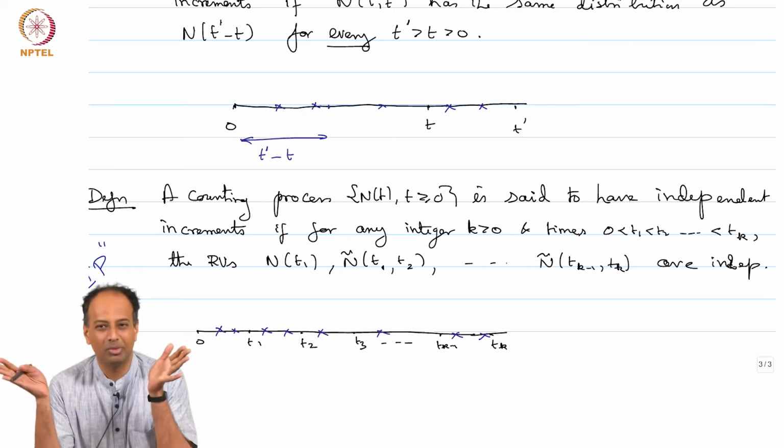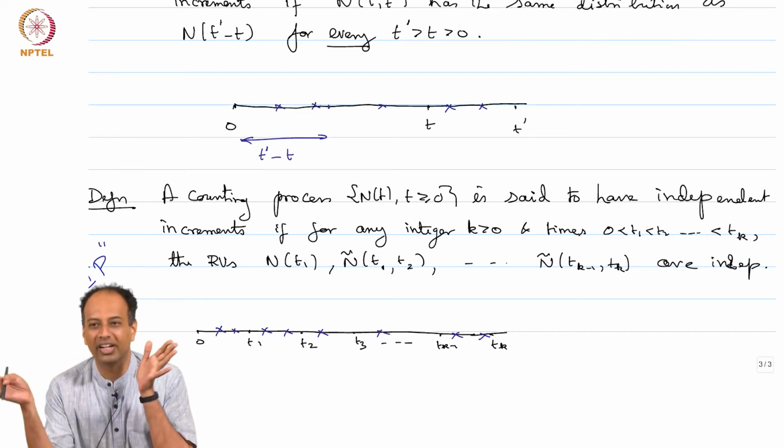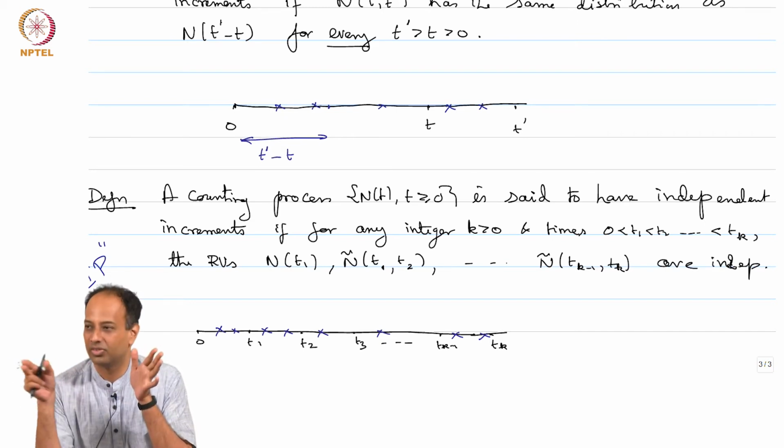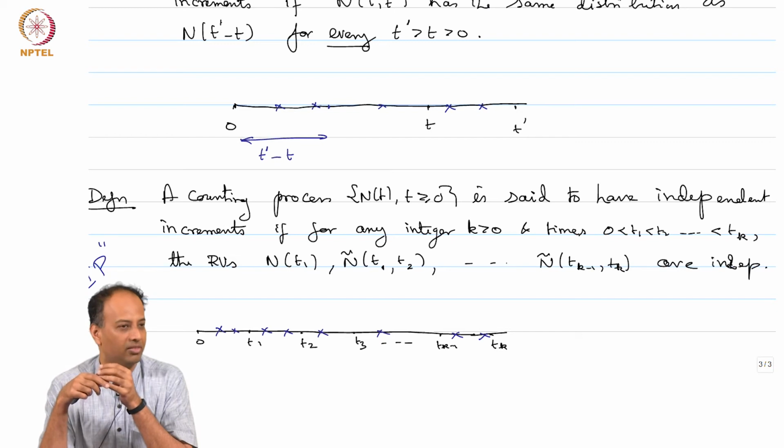K random variables being independent, you know what it means, right. The joint CDF will factorize into the product of the marginals. This should be true for every k and every t1, t2, ..., tk. If it is not true even for one such tuple, one such selection of the times, then the process does not have IIP.